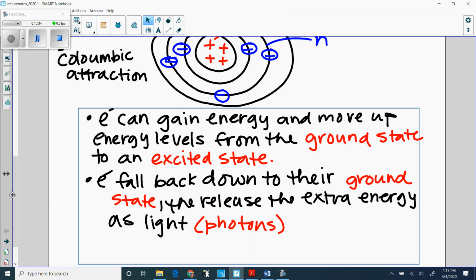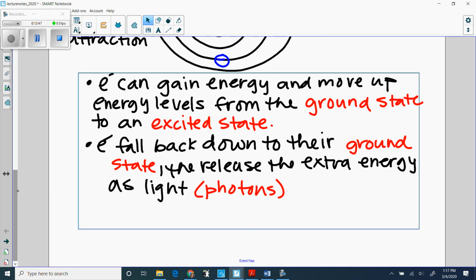So they can't stay in excited state forever. They can't hang out in level 7 if they're in a level 2 electron. So when they fall back down, they just release it in something called light that we call a photon.